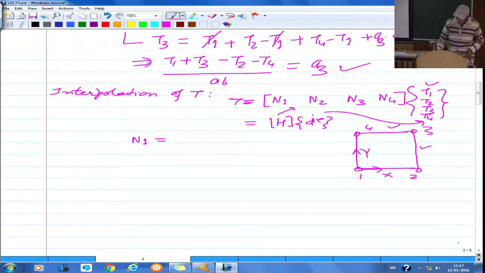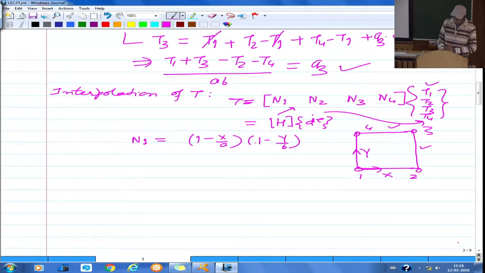The equation of this line is, if you look, x is equal to A. So x by A equal to unity at node 2, and x by A equal to 0 at node 1. Because x by A is going to vary from 0 to 1, I can write that as 1 minus x by A, into the equation of this line, which is similarly 1 minus y by b. If I take the product of these two equations of line, I get the shape function N1, which satisfies the property that N1 is unity at node 1. That means when I put capital X equal to 0 and capital Y equal to 0, I get N1 equal to 1.